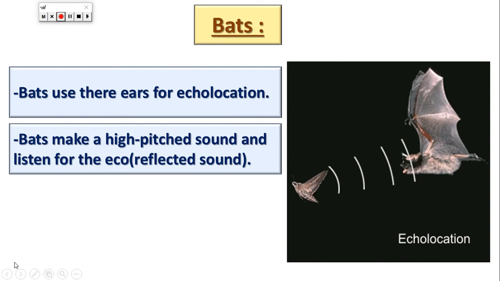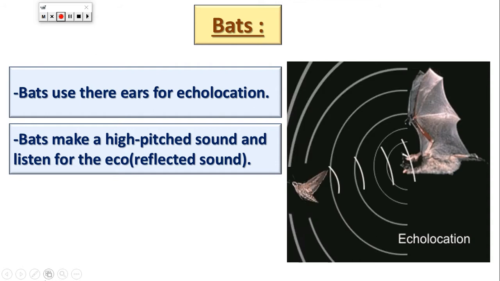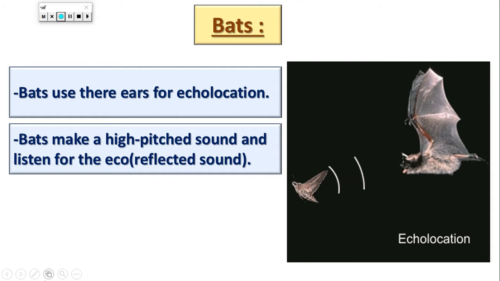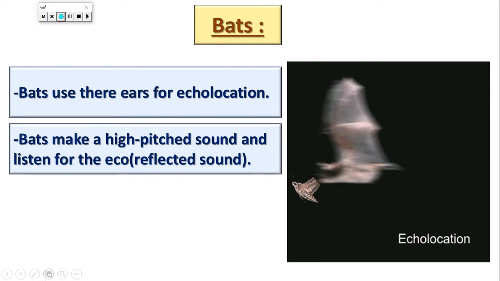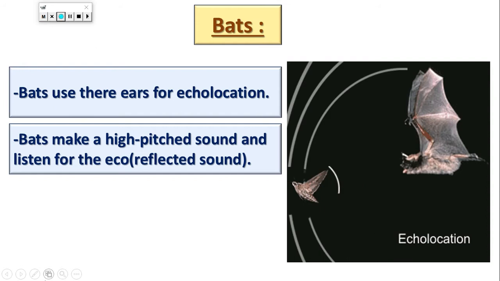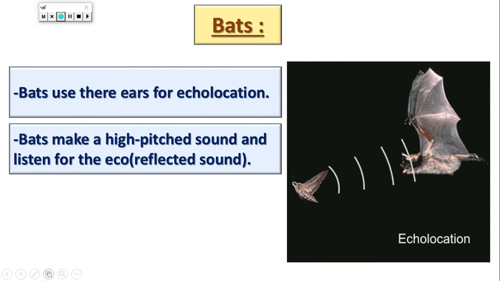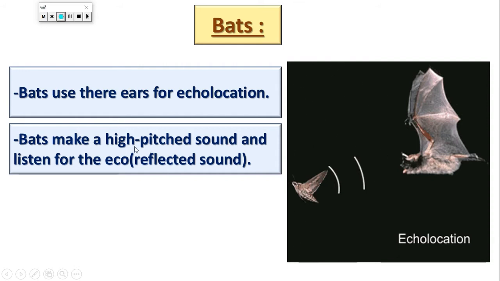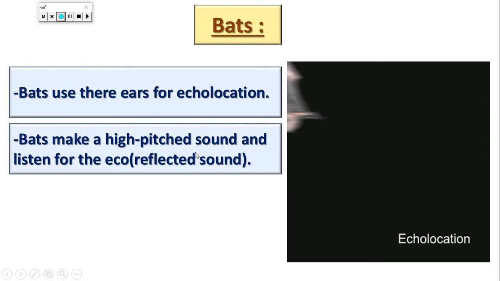So, the bats make a high-pitched sound, which is a soft sound, and when this sound hits a solid object, it returns back to the bat as an echo, and the bat listens to this echo, so the bat knows there is something in front of it. One more time, the bat makes sound waves. Which type of sound waves? High-pitched sound or soft sound.